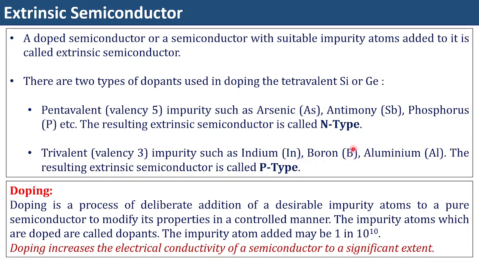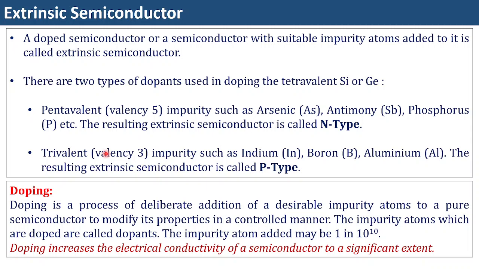Now remember, silicon and germanium are intrinsic semiconductors and they belong to group 4 of the periodic table, whereas the pentavalent atoms or pentavalent impurities belong to group 5 of the periodic table, and similarly the trivalent atoms belong to group 3 of the periodic table.